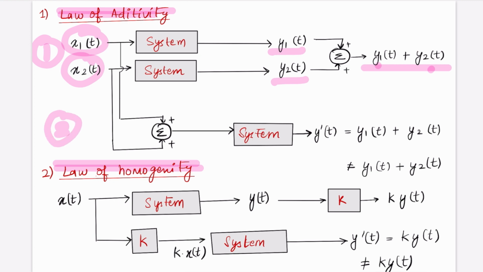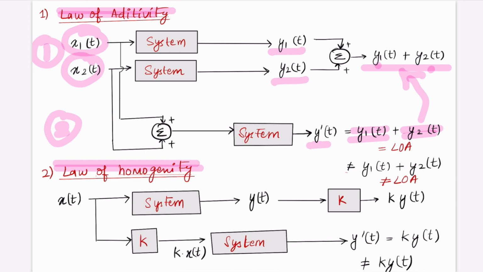Second way, if we add the inputs before and then pass them through the system, and the output is coming as y1(t) plus y2(t) like before, then this type of system is said to satisfy the law of additivity. And if it is not equal to this, then it is not satisfying the law of additivity. If you are checking the law of additivity and it fails, that means the system is not linear. And if it passes, then you have to check the law of homogeneity as well.